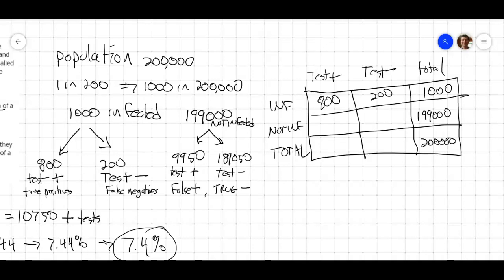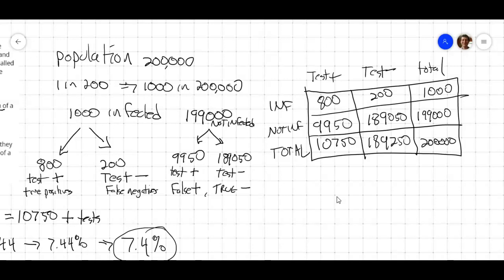The positive test, so the people that got a positive test, we worked out 800 of them that are infected got a positive test. The other 200 did not. Of the not infected, 9,950 got a positive test. And the rest got a negative test. We've added these two together, and we got 10,750. Those are the total positive tests. And we added these two together, 189,250. Those are the total negative tests.